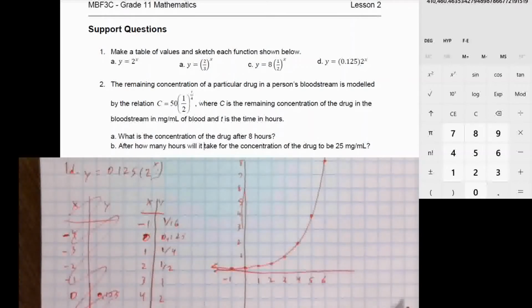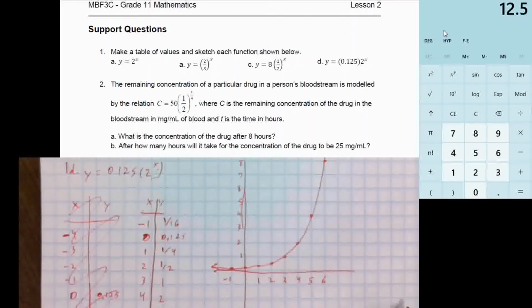For 2, in this case here, I'm asked to determine the concentration of this drug after 8 hours. And I have the formula for the concentration of the drug. I just have to substitute 8 in for T. So I'll show you how to put this in your calculator. 50 times 1 over 2, close the bracket, to the power of bracket 8 divided by 4. That gives me 12.5. So my answer for 12A is 12.5.